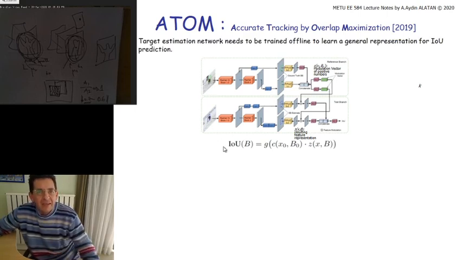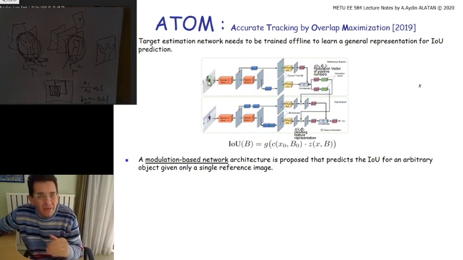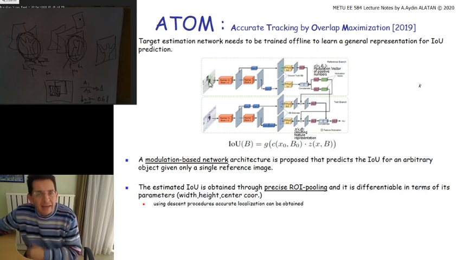Therefore this target estimation network has to be trained offline for a general representation, but then a modulation based network should help me from a single reference target image. From this target image, I have to make a prediction of the intersection over union for a specific target, not some predefined classes. The estimated IOU is obtained through some precise ROI pooling, which is a step done in the deep network training.